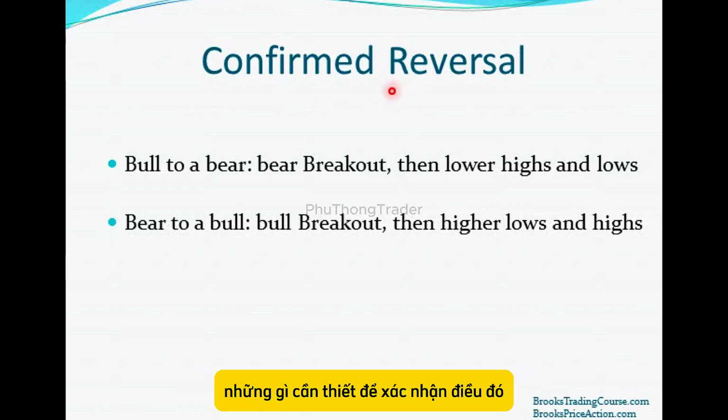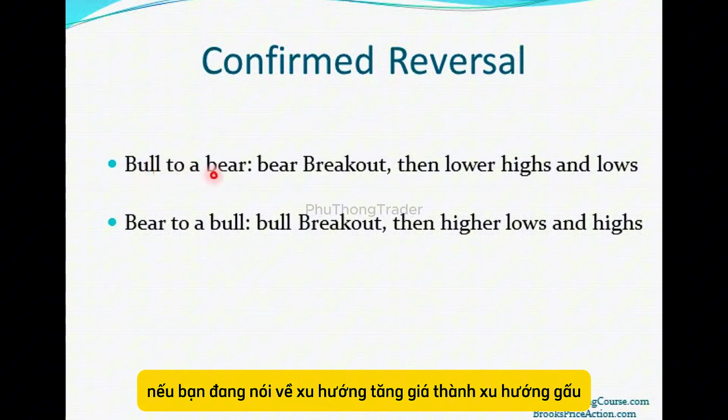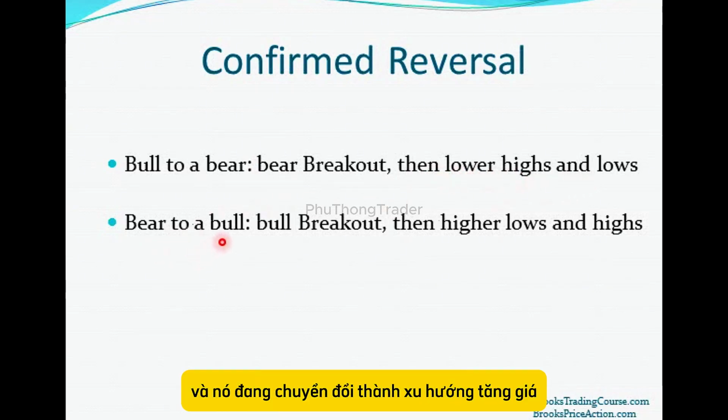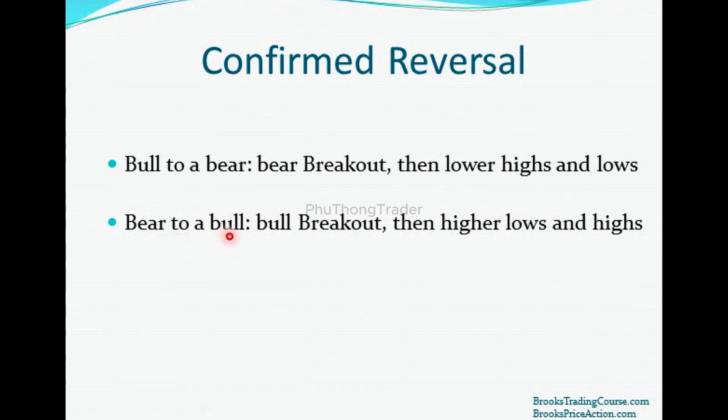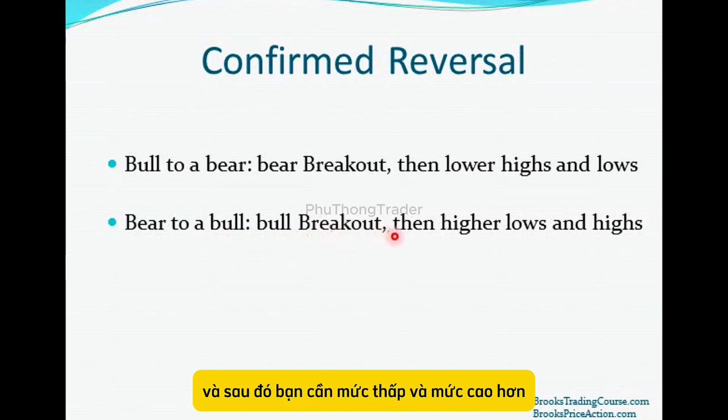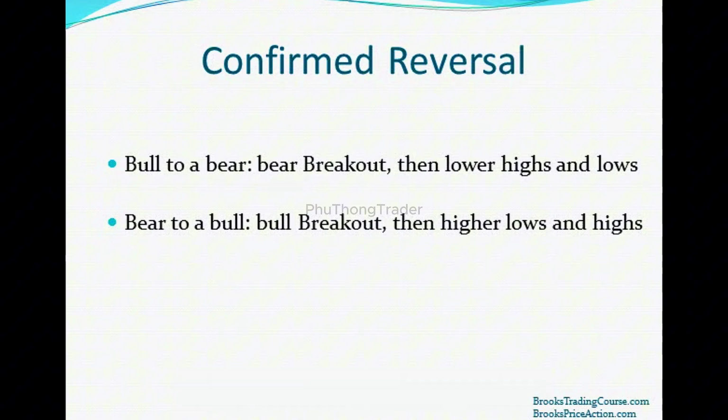What's required to confirm that a reversal has taken place? If you're talking about a bull trend to a bear trend, you need a bear breakout of the channel and then a series of lower highs and lows. And if you have a bear trend and it's converting into a bull trend, you need a break above the bear channel, and then you need higher lows and highs. And at that point, you have a bull trend.